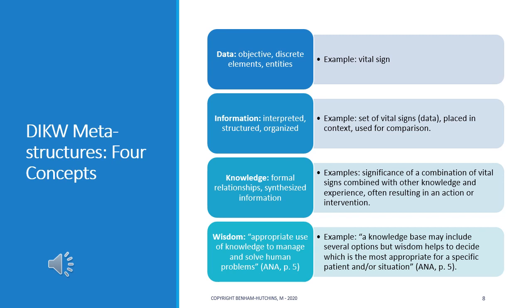So wisdom is something that has been defined in a variety of ways and also sometimes discussed in depth in terms of exactly what does it mean. I'm going to use the American Nursing Association definition that wisdom is the appropriate use of knowledge to manage and solve human problems. So example here is a knowledge base may include several options. So maybe you have a situation where this information you've gathered has become knowledge, but now you have to decide how to act. This may be based on your experience.